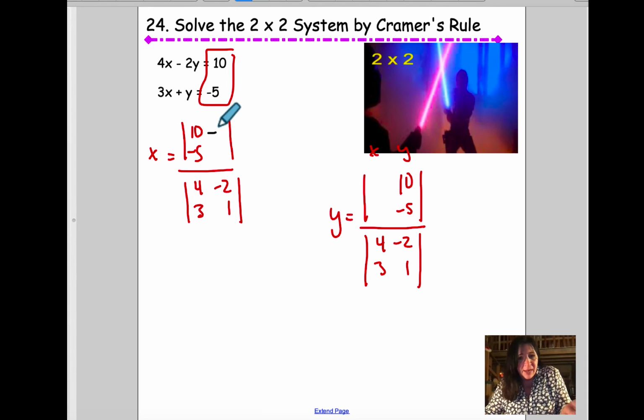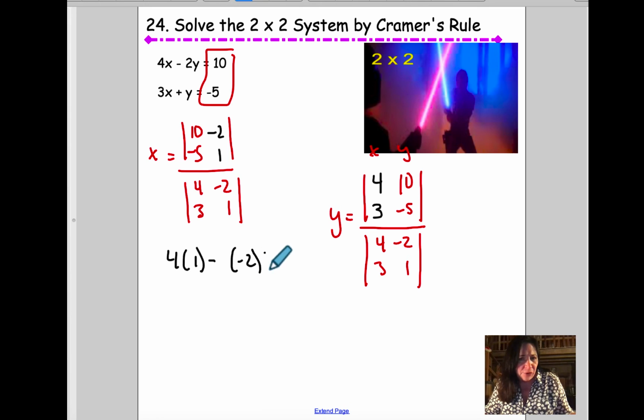So that's going to be negative 2, 1. And this is going to be brought up, so that'll be 4 and then 3. Okay? Now, all you have to do is cross multiply and subtract. So we're going to go 4 times 1 and then minus negative 2 times 3. So that's what? 4 minus negative, so that's plus. 4 plus 6 is 10. So that's 10. All right?